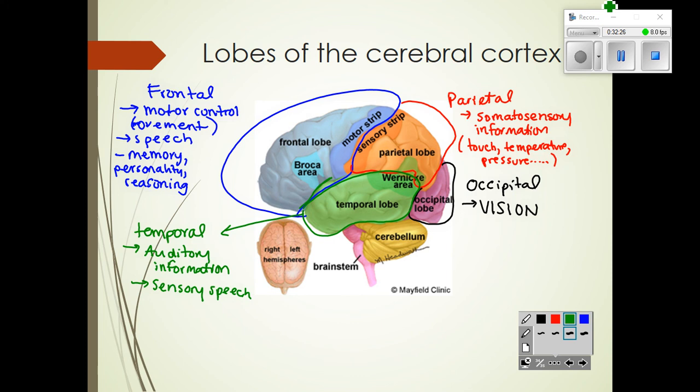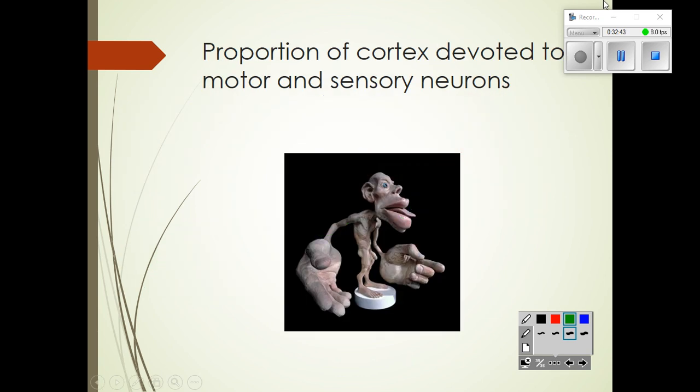Now the last thing I just wanted to show you is this. If we take the parietal or the frontal lobe specifically, they both have a strip, the motor strip and the sensory strip, that controls you being able to move and you being able to feel things. But the way your cerebral cortex is divvied up is not proportional. I didn't put this picture on your study guide, but it's just part of the title of this section. There is way more cortex devoted to your hands and your face than other parts of the body.